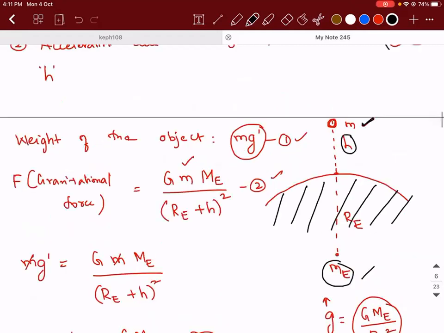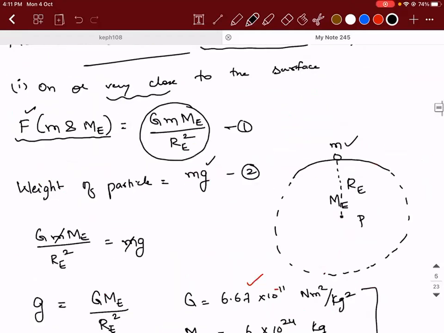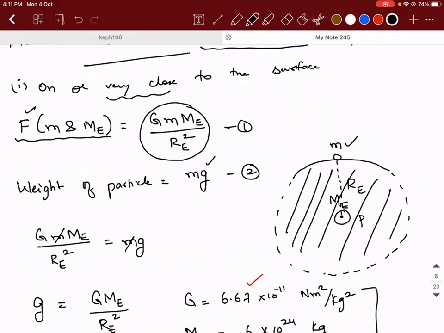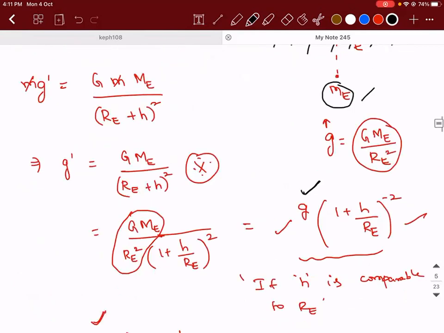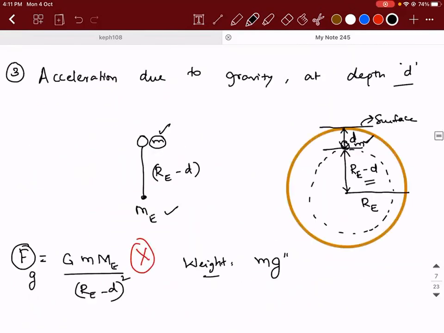Correct? Similarly, when the particle was on the surface, the whole mass of the earth was said to be concentrated at ME. But when the particle is at this point, only this portion of the earth is going to contribute to the pull of the particle. Are you able to understand?